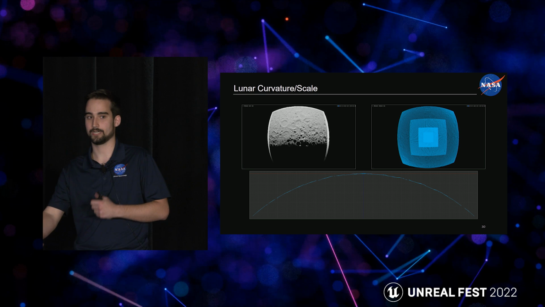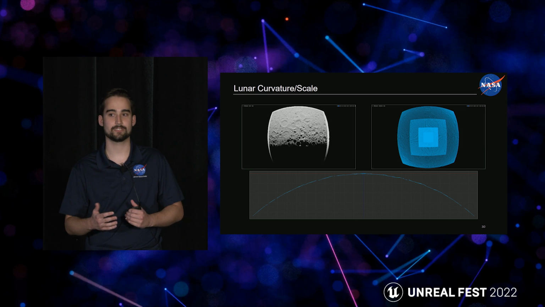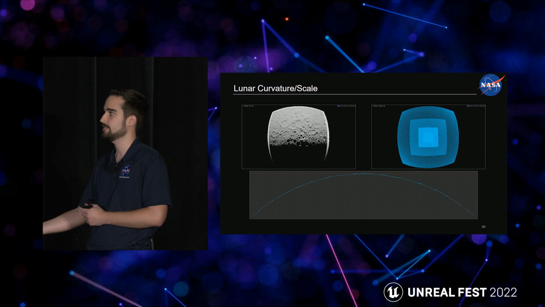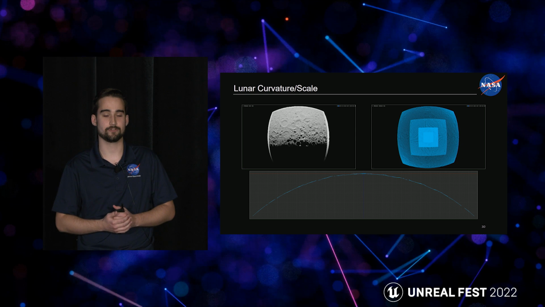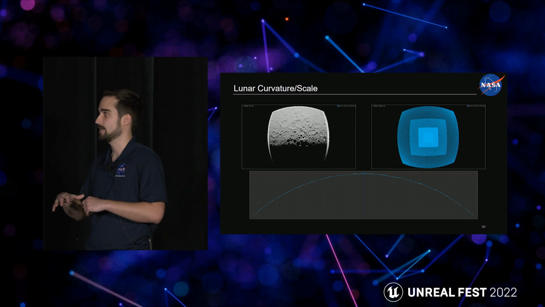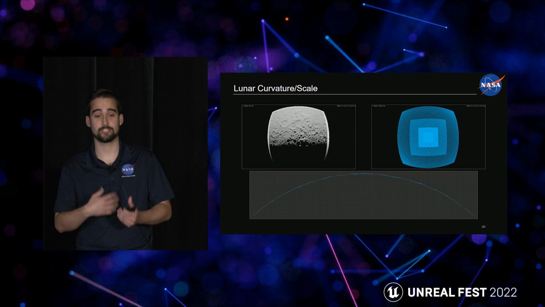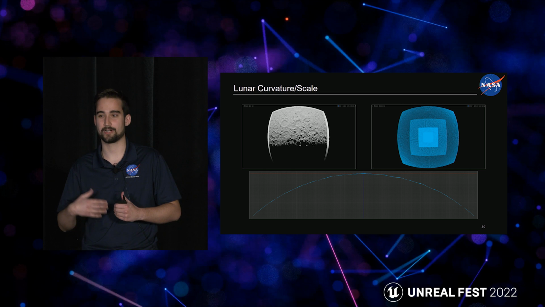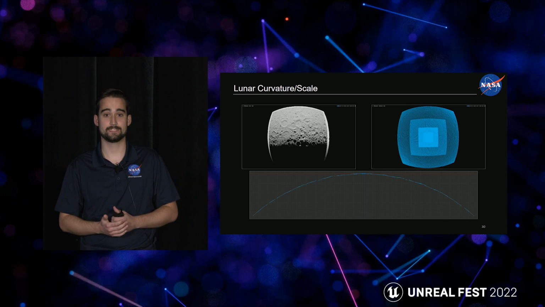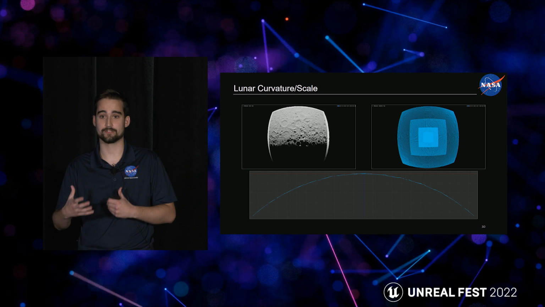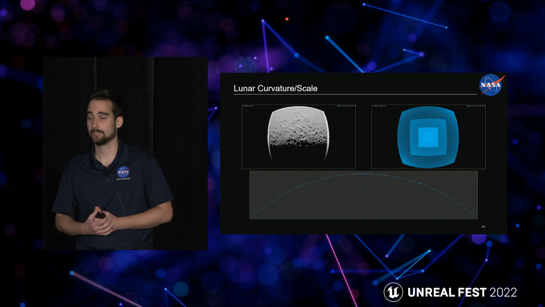So, lunar curvature. I've talked a bit about how we do this, but here I wanted to stress its importance. A lot of lower fidelity lunar simulations tend to simply leave out curvature, especially if they're in smaller regions, primarily because its effect is often relatively insignificant for small areas of, say, 10 kilometers squared.